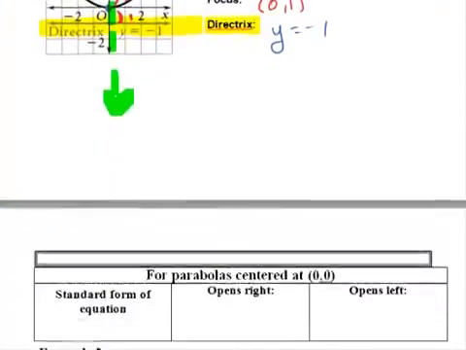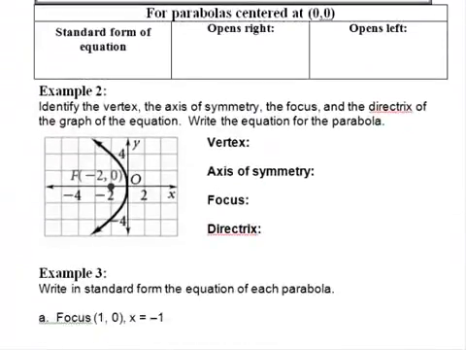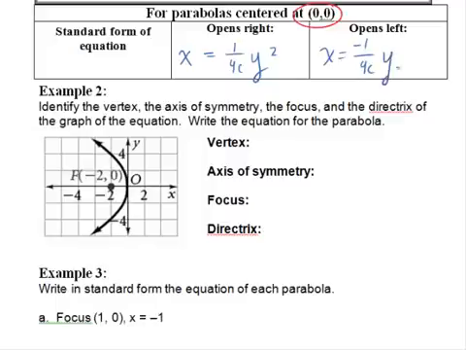We also have parabolas that go side to side. So again, for easiness sake, let's say the vertex is at 0, 0. If it opens to the right, it's x equals 1 over 4c y squared. And to the left is x equals negative 1 over 4c y squared.